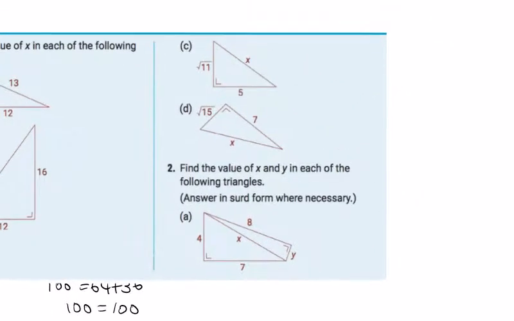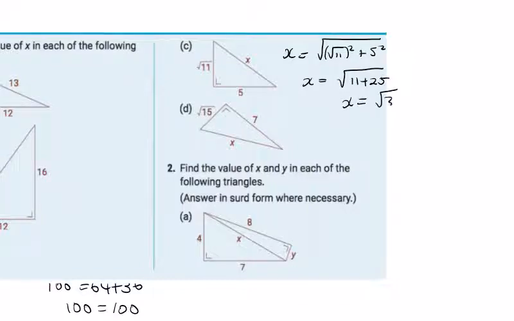Okay, let's have a look here. We're looking for the diagonal. X is equal to the square root of, now you could say the square root of 11 to be squared, but at this point you could just write 11 here plus 5 squared. So x is equal to the square root of 11 plus 25. X is equal to root 36, which is 6.